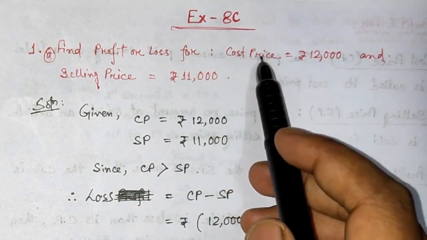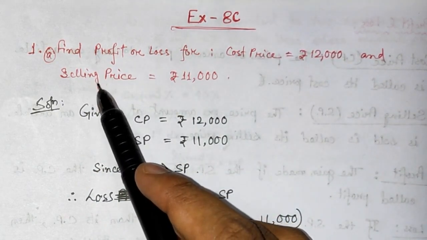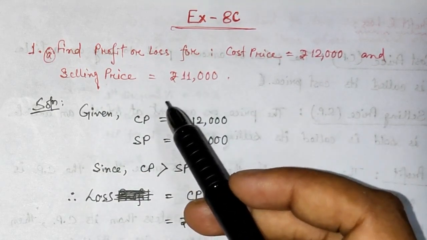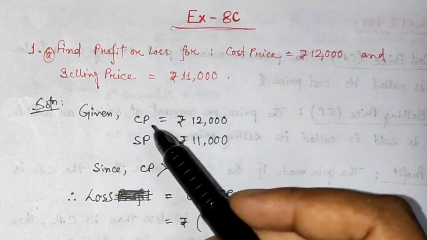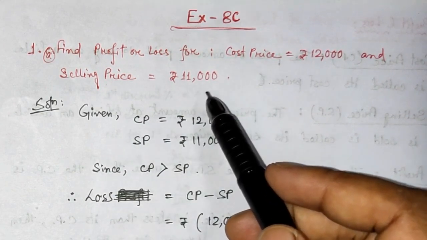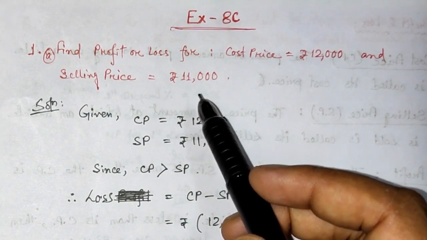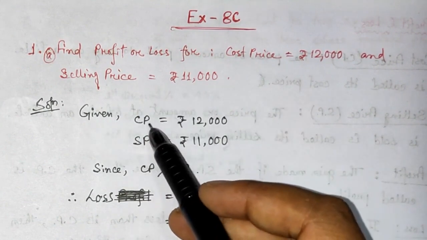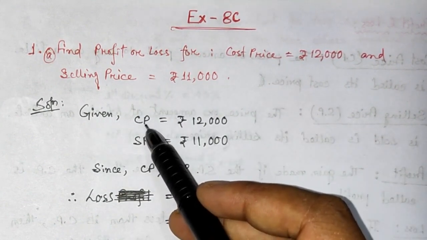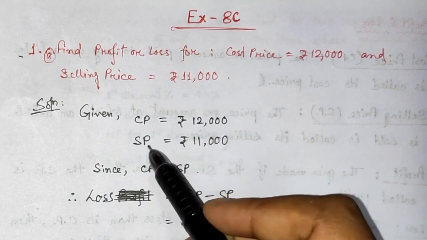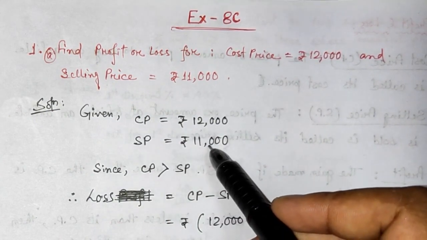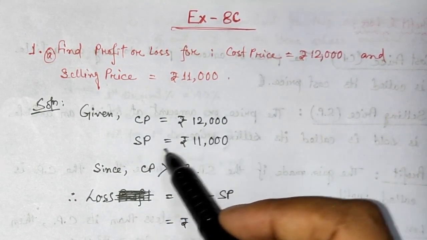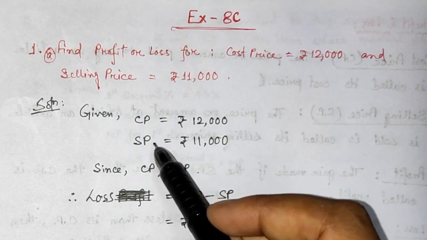When the cost price is less than the selling price, then we will get profit. When the cost price is greater than the selling price, then we have loss. Here we have given cost price, we can represent it as CP also. Cost price equal to 12,000 and SP, that means selling price, equal to 11,000. Here you can see the cost price is greater than selling price, so obviously it is our loss.